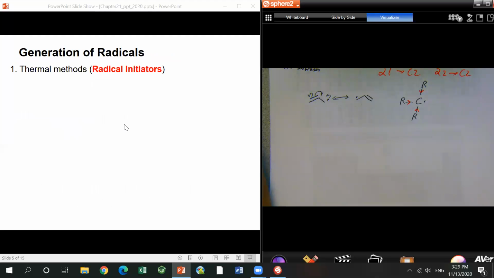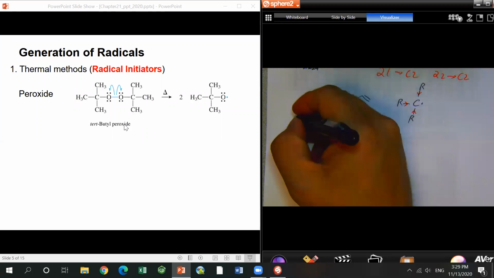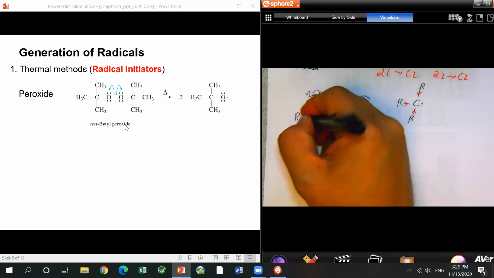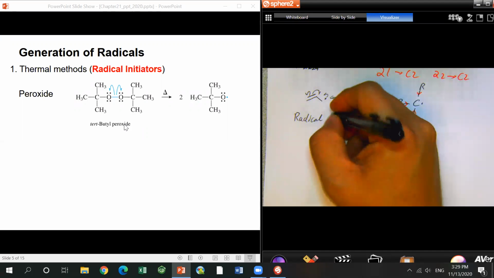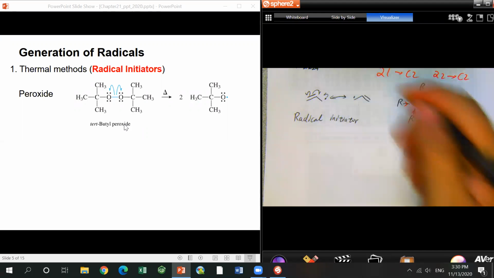All right, okay. So for generation of the radical, there are a couple of ways. The first one is the thermal way, so you just heat up the solution. But you need to add what we call radical initiators. If you only heat up, normally you won't have a reaction happen, but once you add an initiator, the reaction can happen.